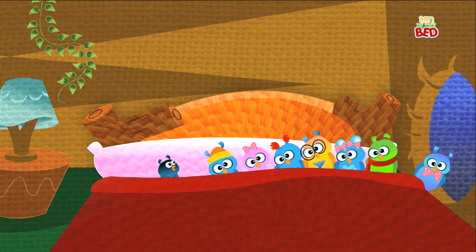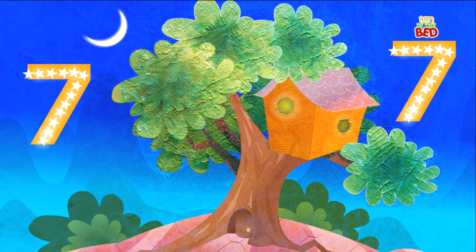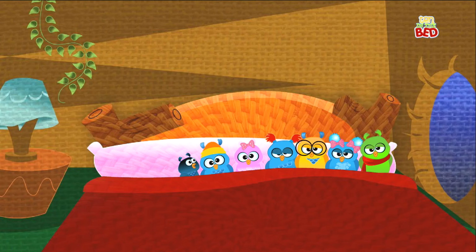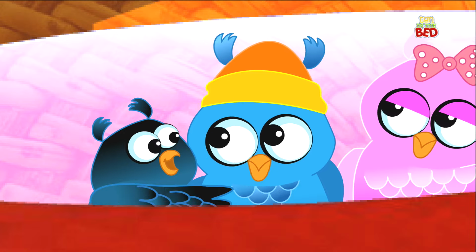So they all rolled over, and one fell out. Seven, seven. There were seven in the bed, and the little one said, "Roll over, roll over."